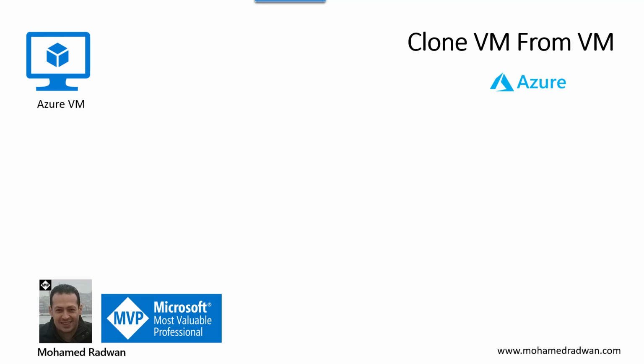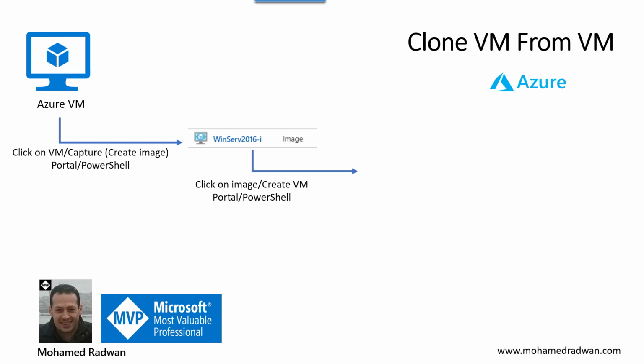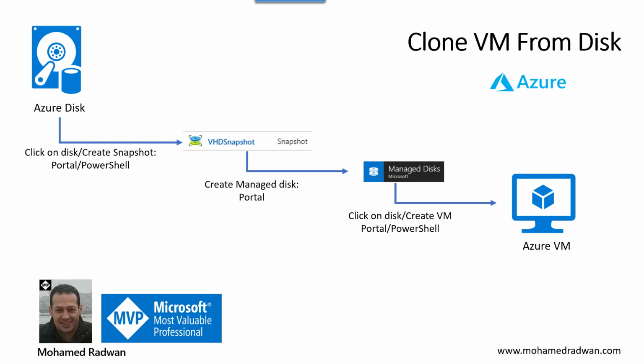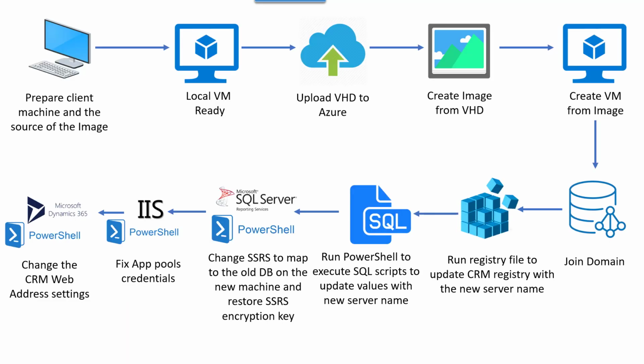Another way, if I have an Azure VM, I can create an image by clicking capture on this VM, which will give me an image, and then by clicking on this image I can create a new VM. This is the way that we can use that. So let's see the demo and how we are going to create our process for creating the new virtual machine of Dynamics 365 ready by automation.